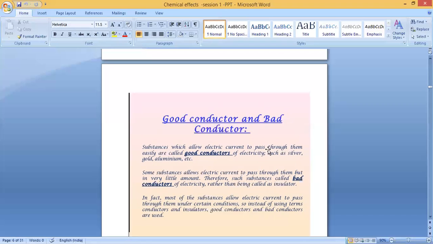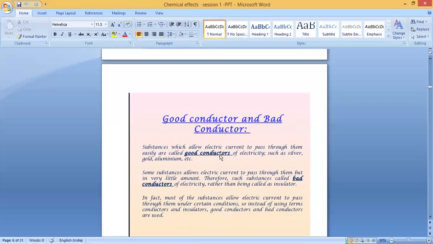Therefore, such substances are called bad conductors of electricity rather than being called insulators. In fact, most of the substances allow electric current to pass through them under certain conditions. So instead of using the terms conductors and insulators, we can call them good conductors and bad conductors. Clear?